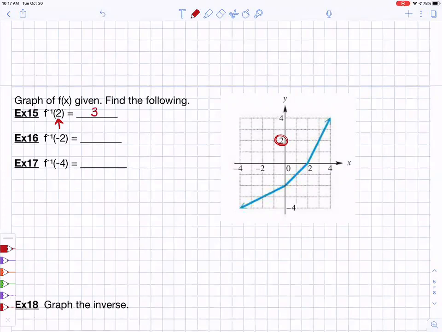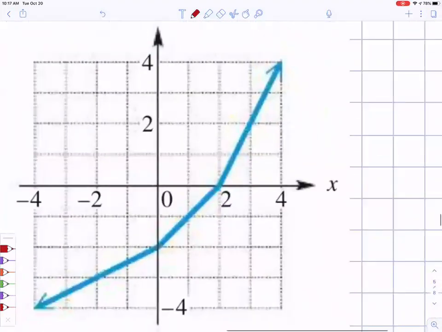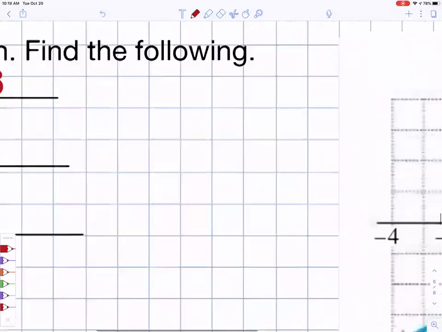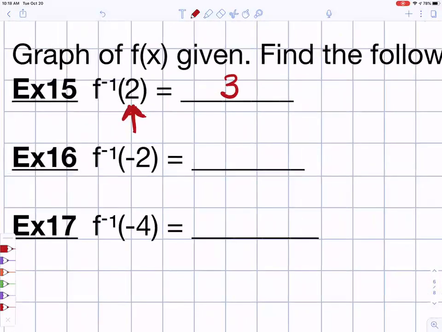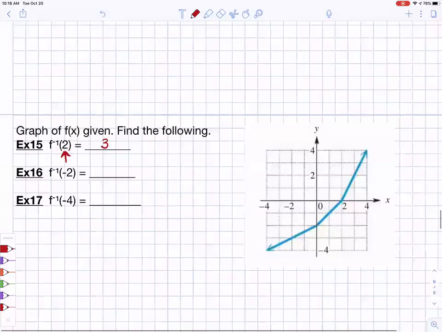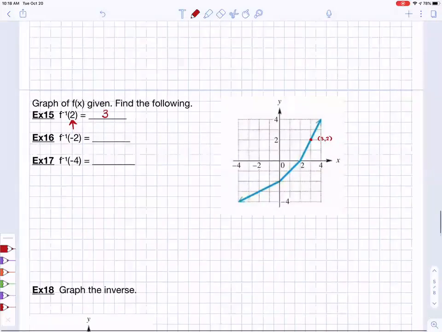Now, here's an even easier way to show that. What is this coordinate right here? Can somebody just tell me what the coordinate is? 3, 2. So what would the coordinate be on the inverse graph? 2, 3. Can you see it? Does that make sense? Because you've got to remember, I'm not looking at the inverse graph. I don't have the inverse graph drawn.